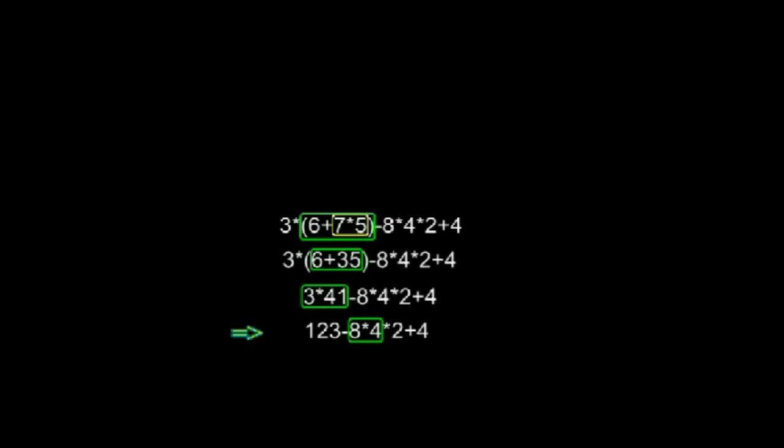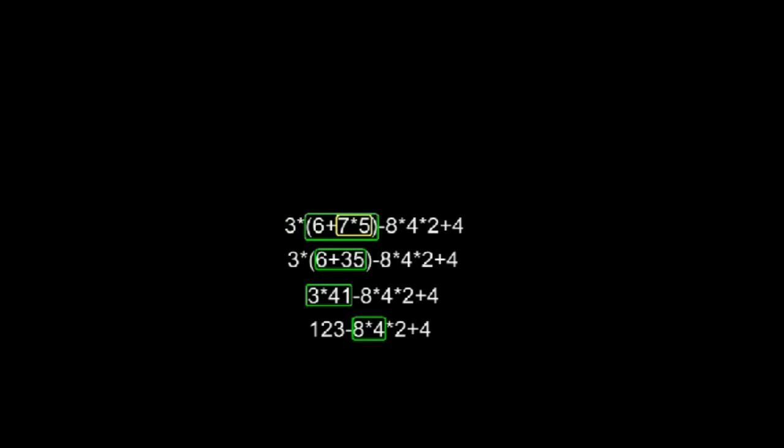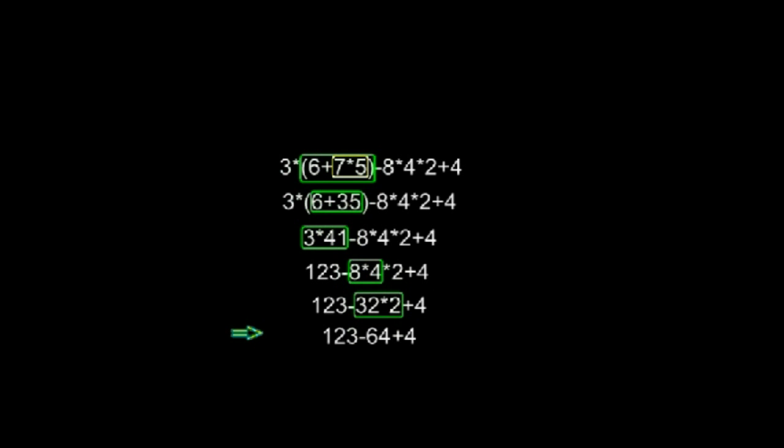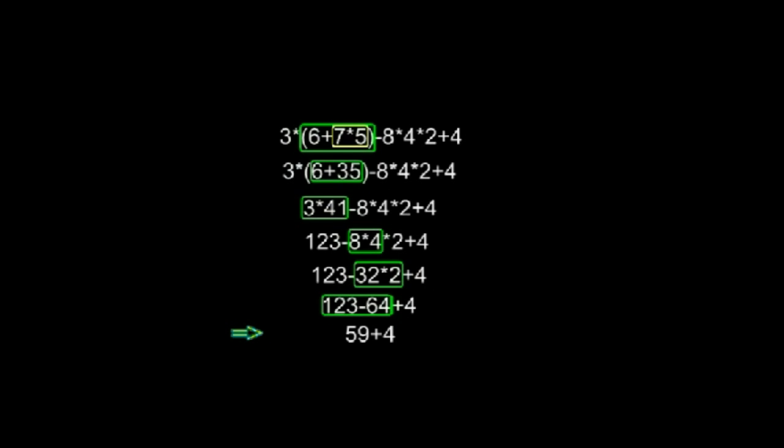Again we attend the most left multiplication, this time starting with the left side of it. 8 times 4 is 32. Now we do the 32 times 2, which is 64. Now we do the left subtraction. 123 minus 64 is 59. And the only thing left is 59 plus 4, which is 63.